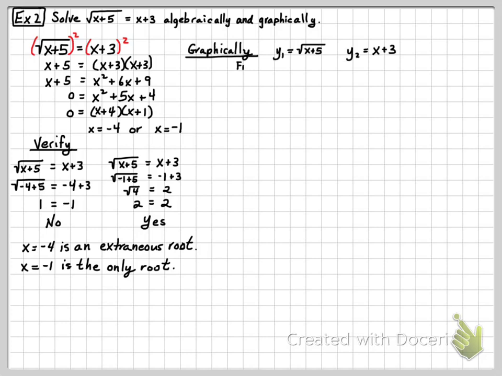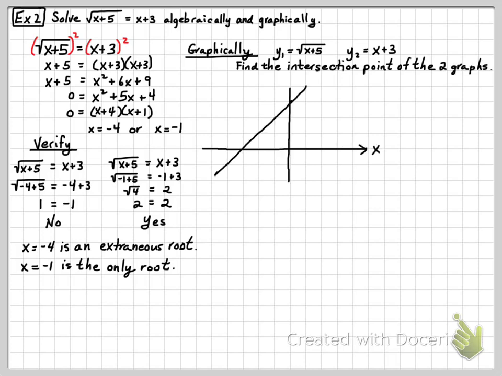Now, to graphically solve this, what we're going to do is set y1 to equal the left side of our equation, the square root of x plus 5, and we're going to set y2 to equal x plus 3 in our graphing calculator, and then we're going to try to find the intersection point of these two graphs.